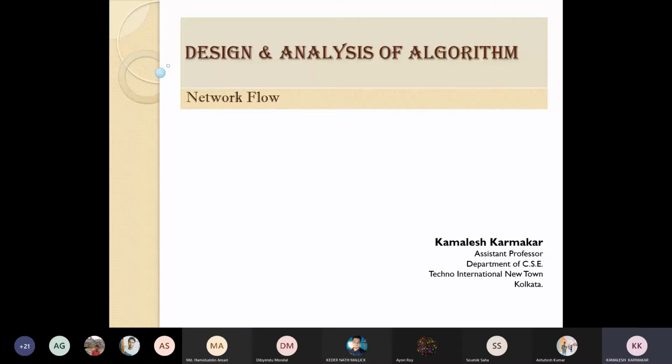In the last class, we discussed one graph related problem, that was all pair shortest path. So we have covered single source shortest path and all pair shortest path. Today let us discuss a different type of problem, which is again graph related, and we will try to find a solution for network flow. The algorithm is known as network flow, but it has different types of use. We will come to that discussion.